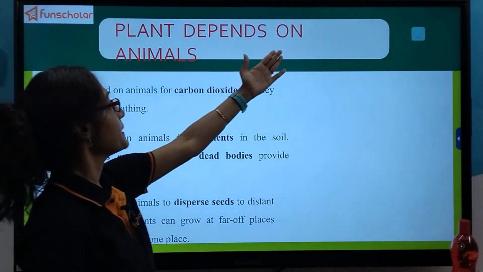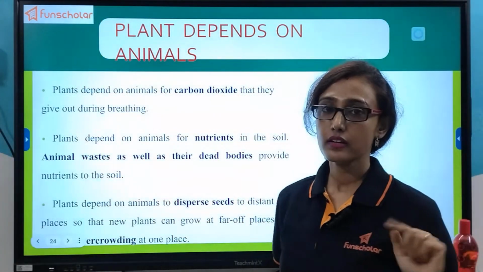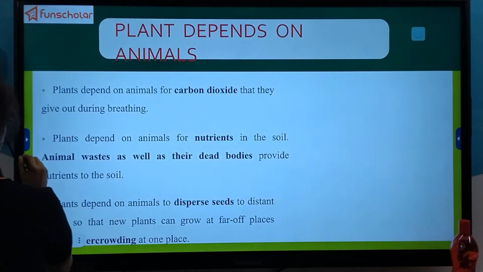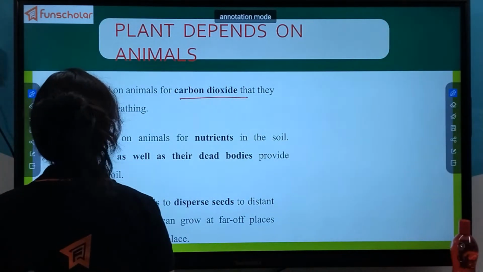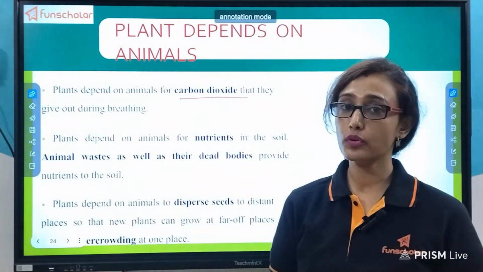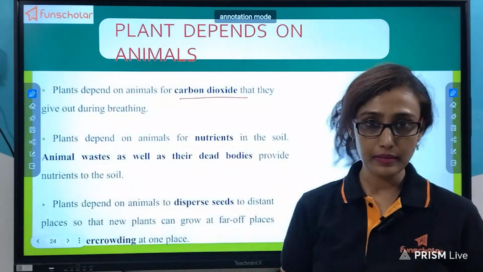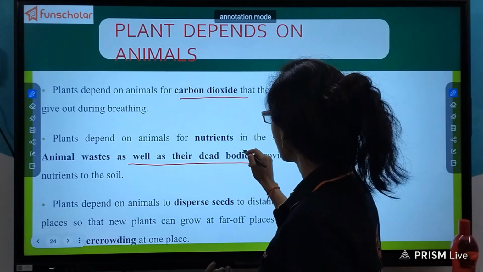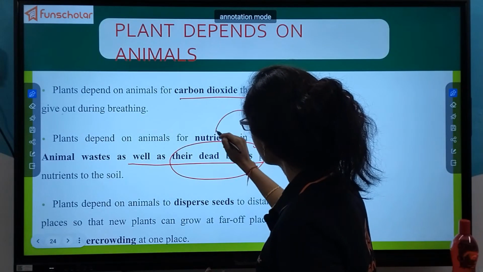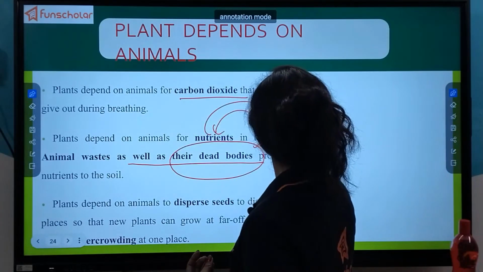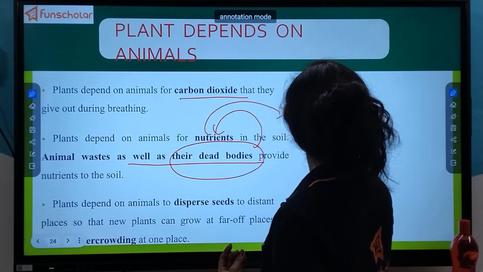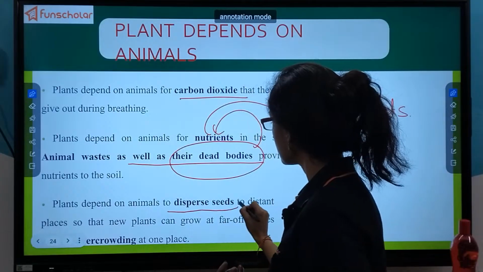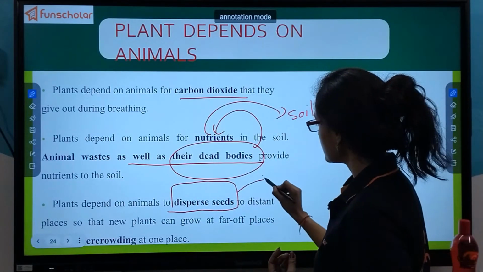Okay, now how plants depend on animals. You know this thing. What do we give the plants? Carbon dioxide. Okay. Now the dead bodies, I have told you, are decomposed by microorganisms. So these dead bodies provide nutrients to the soil. Nutrients to the soil, and from soil it goes to the plants. Third, dispersal of seeds. Birds do eat fruits.